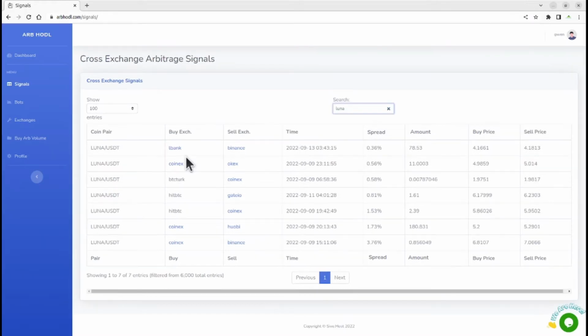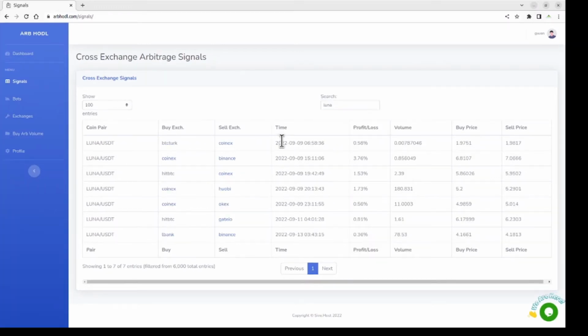This table is very easy to use. You can also click on the column names to sort the table entries by ascending or descending order. As you can see, when we click on time, it sorts the table by time.